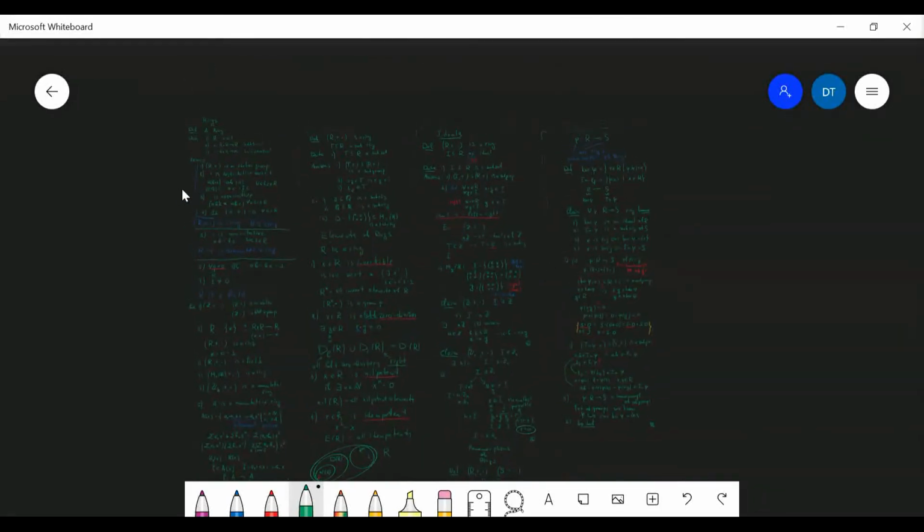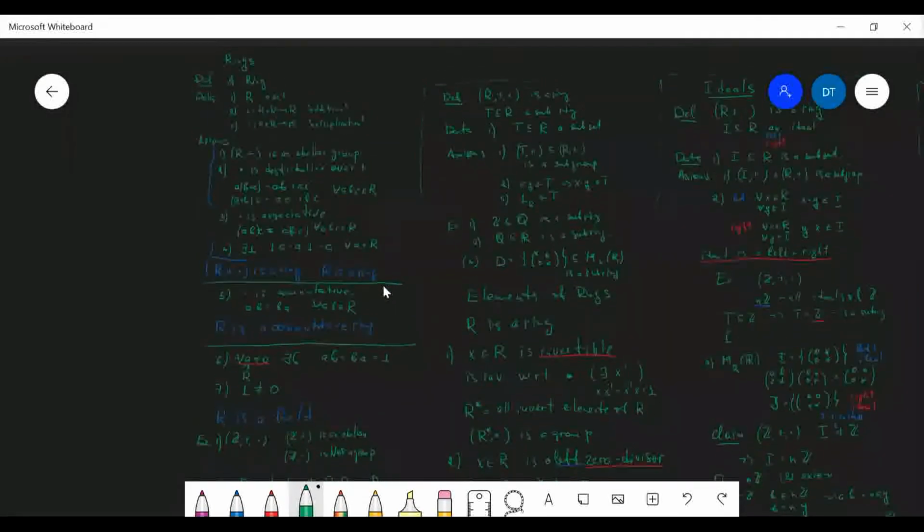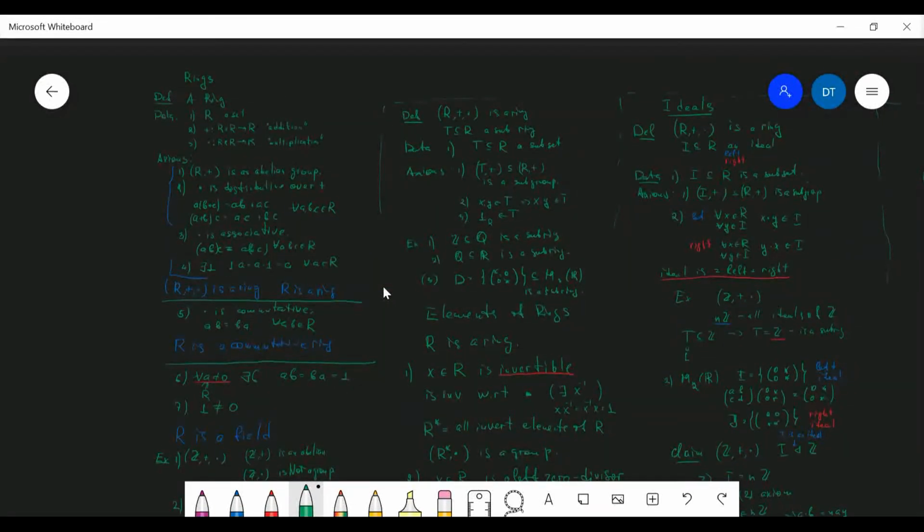So I started with a definition of a new object, which is a ring. Roughly speaking, a group was the simplest possible algebraic structure. It was a set with one operation. A ring is the next structure, where you have a set and a pair of operations related to each other. So this is a ring, a set with two operations.